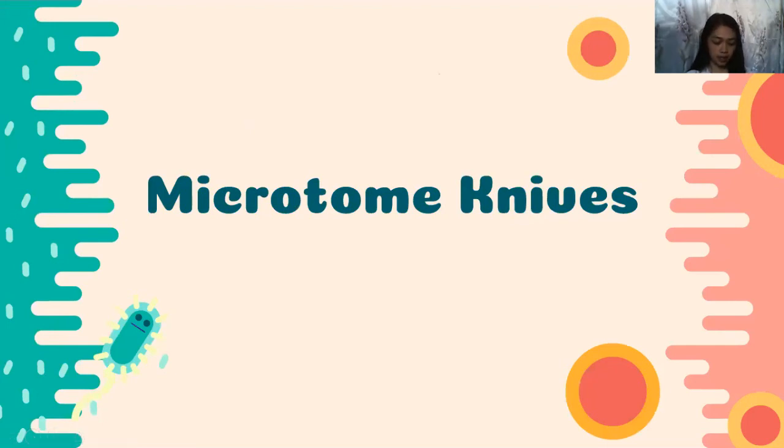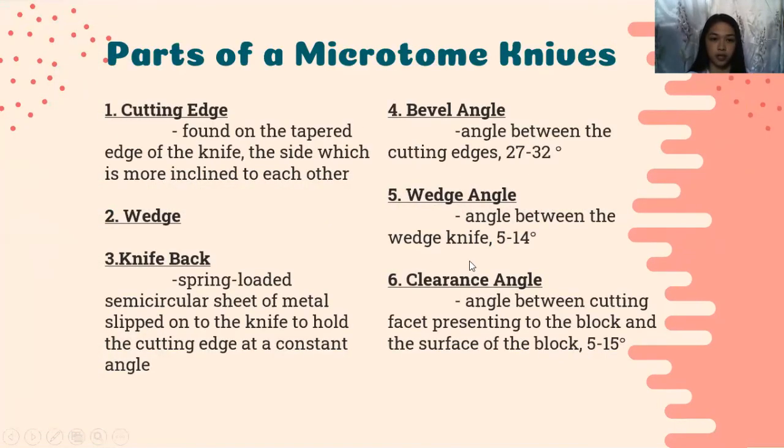Next are the microtome knives. These are the parts of a microtome knife. First is the cutting edge. This is found in the tapered edge of the knife, the side which is more inclined to each other.